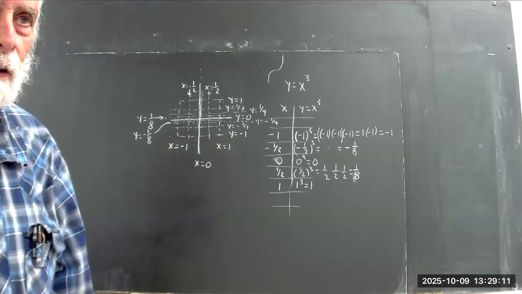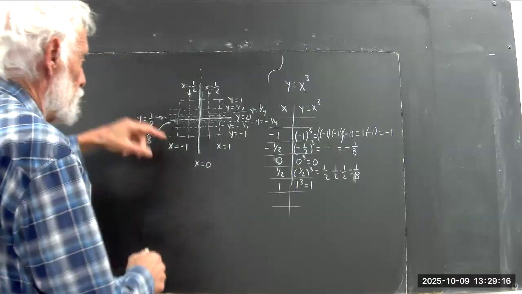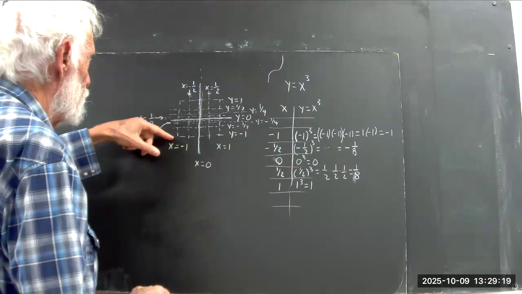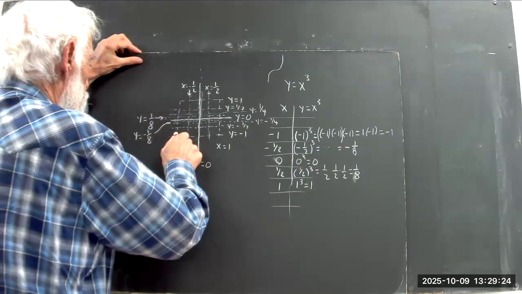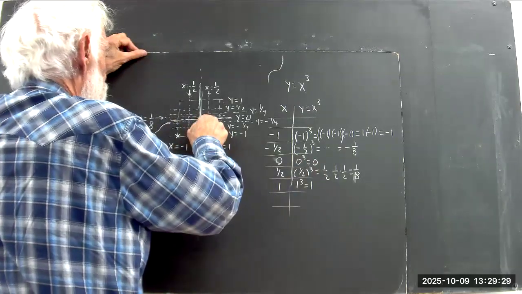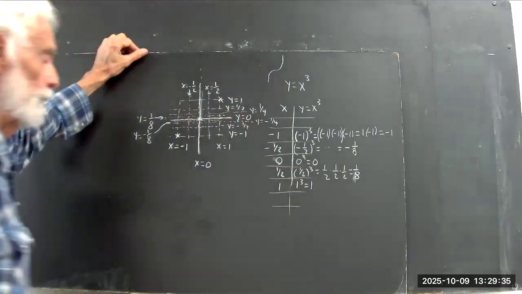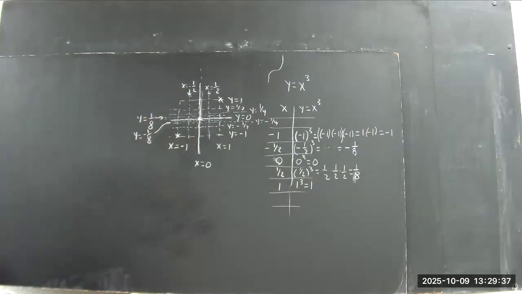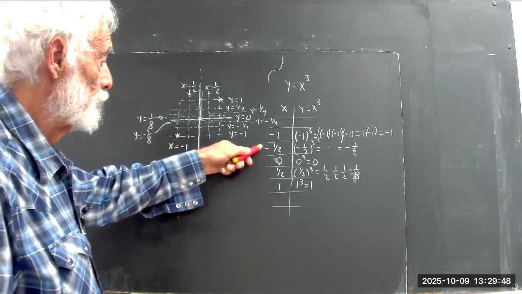So where is the point -1, -1? Well, it's on the x equals -1 line and the y equals -1 line here. And 0, 0, it's right here. And 1, 1 is right here. Okay? Got that? Now, show me on your sketch where these 2 points are going to be.